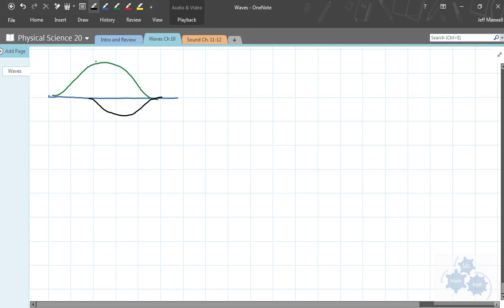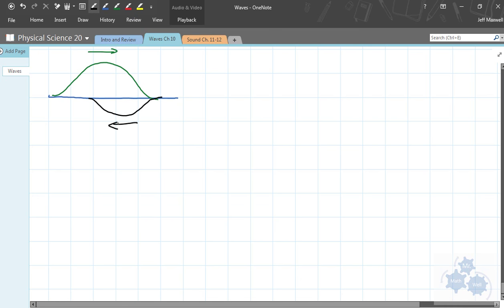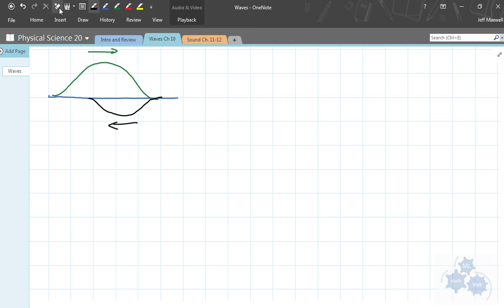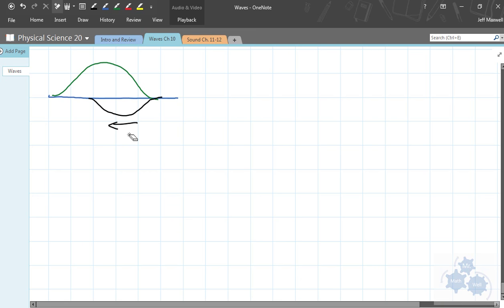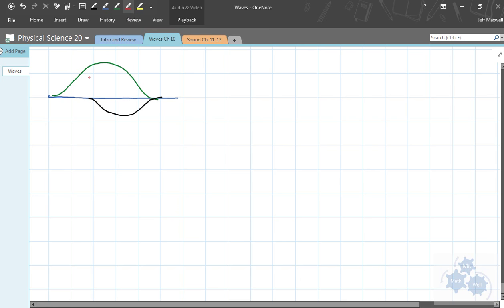This is sort of like a snapshot of what is happening when these two waves, the green wave, it doesn't matter what direction it's traveling, and the black wave interfere with each other. At a single snapshot in time, this is where they are. Now what we're going to do is draw, and I'm going to draw in red, a different color, the resulting wave.